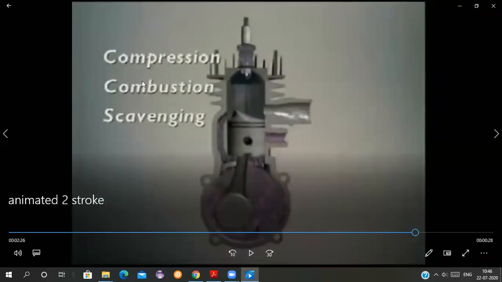See, these three processes, these three things are happening above the piston. That is compression by the piston, combustion and scavenging. Scavenging means the exhaust gases are pushed outside.